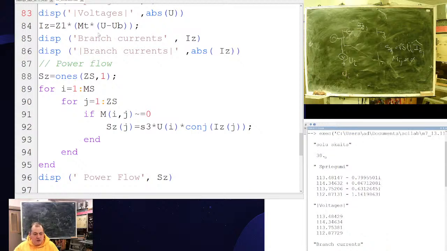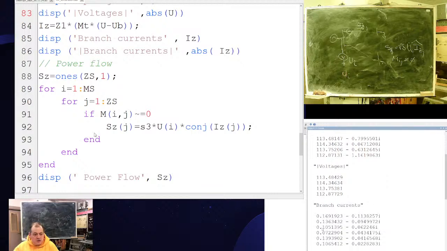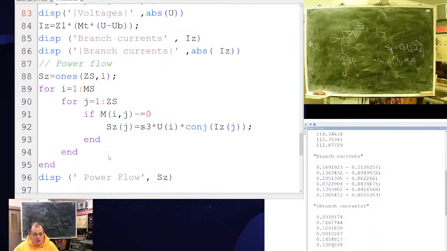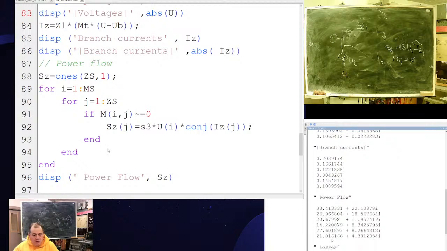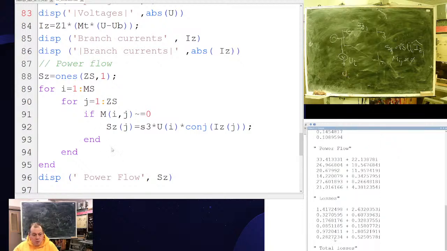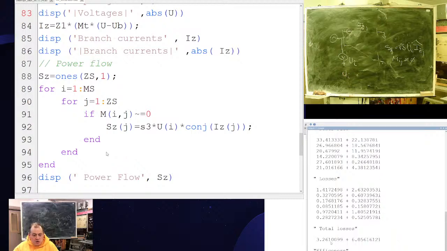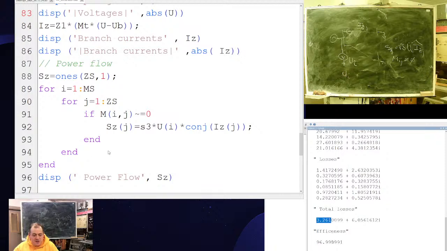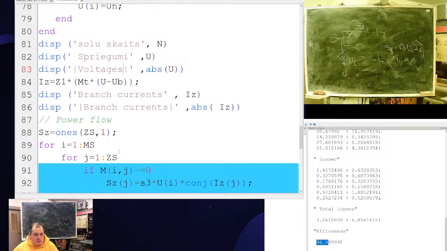So the solution in 30 steps: voltages, currents in kiloamps, power flows, losses by branch, and the total. This number is my KPI, and here total efficiency 96.9, 4.1% losses, it's okay. For example, let's assume I'm a greedy one.